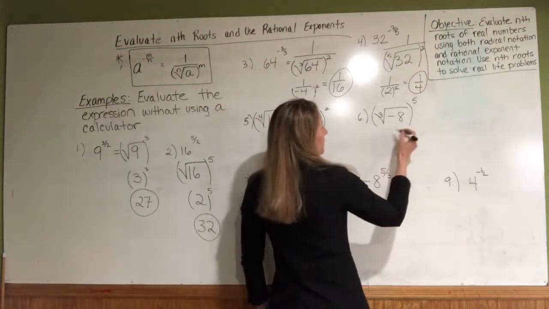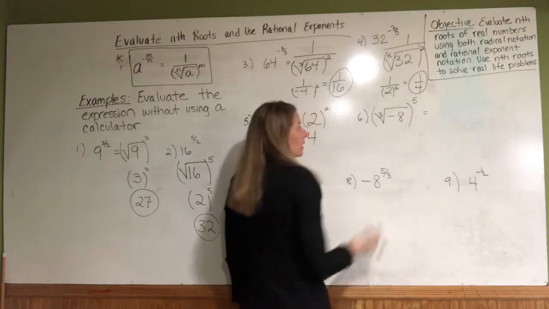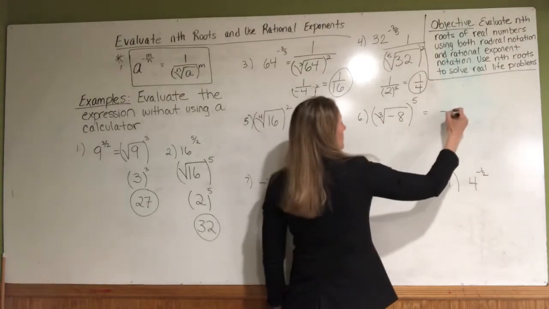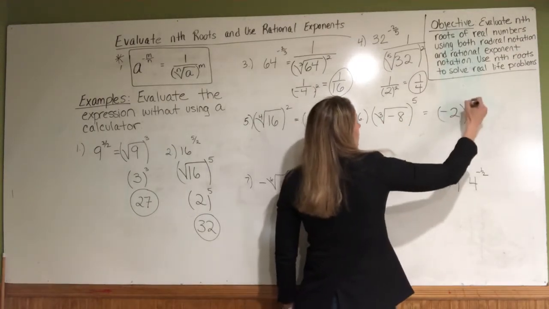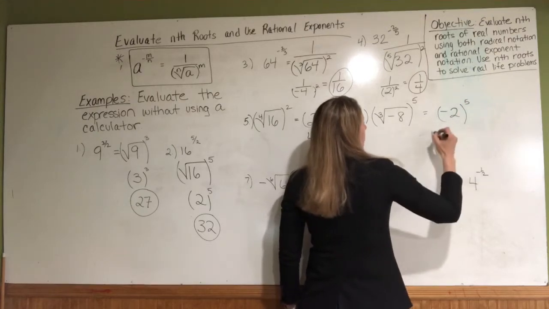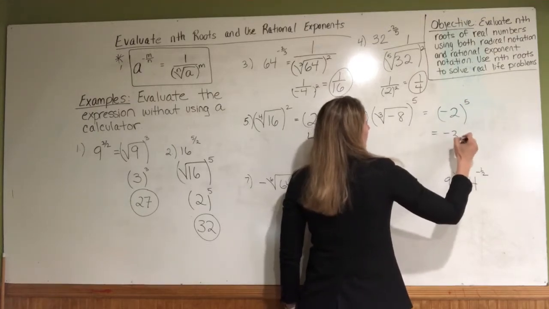Okay, then number 16, this one is an odd root, so I can get one answer there, which would be negative 2. Negative 2 to the 5th power would be negative 32.